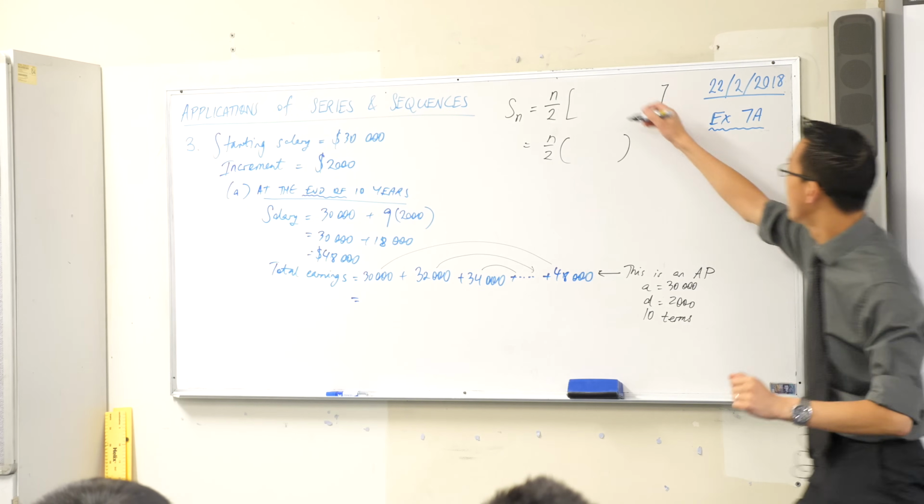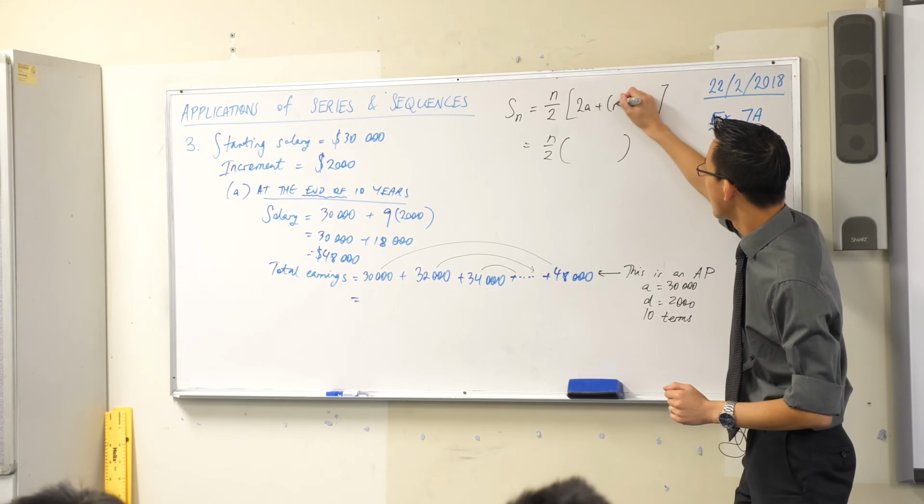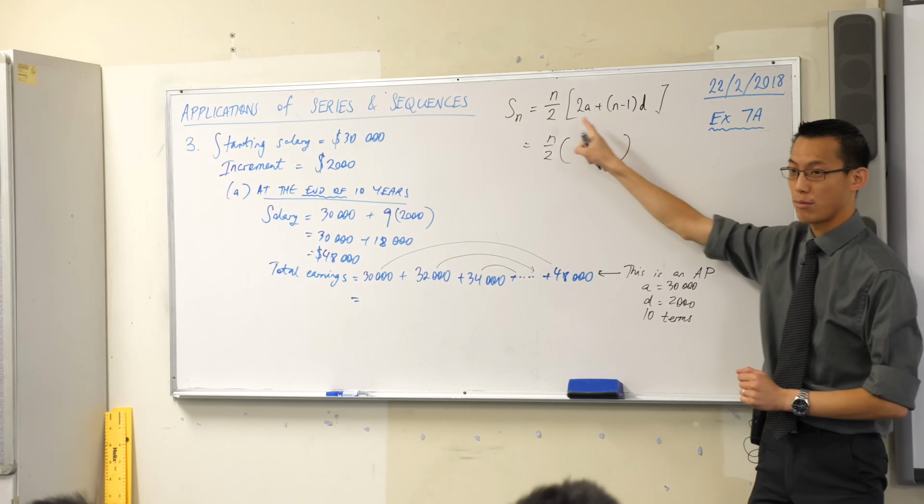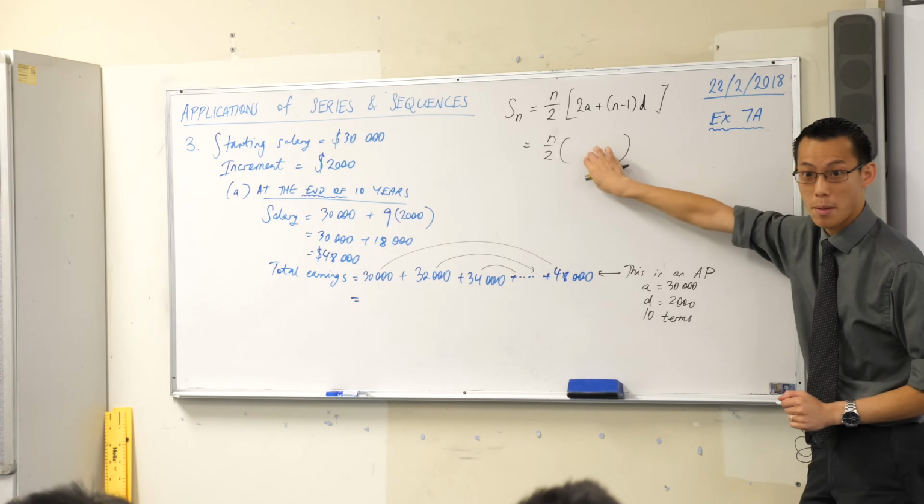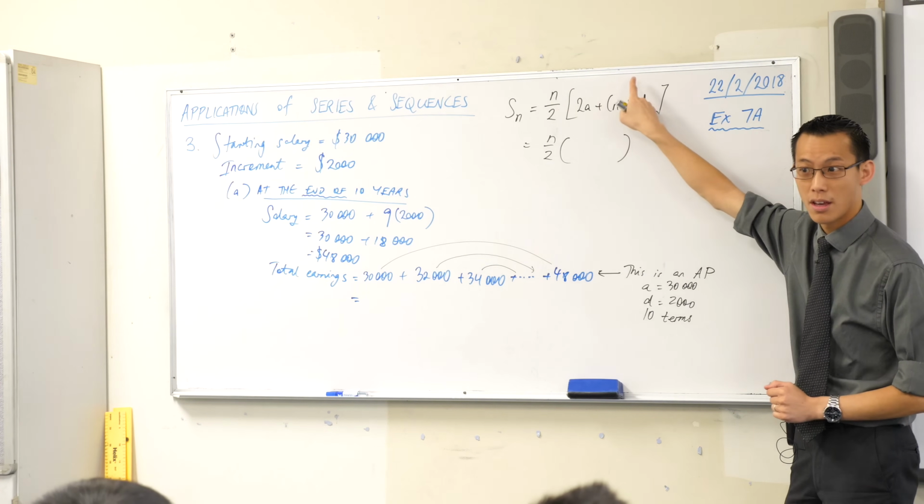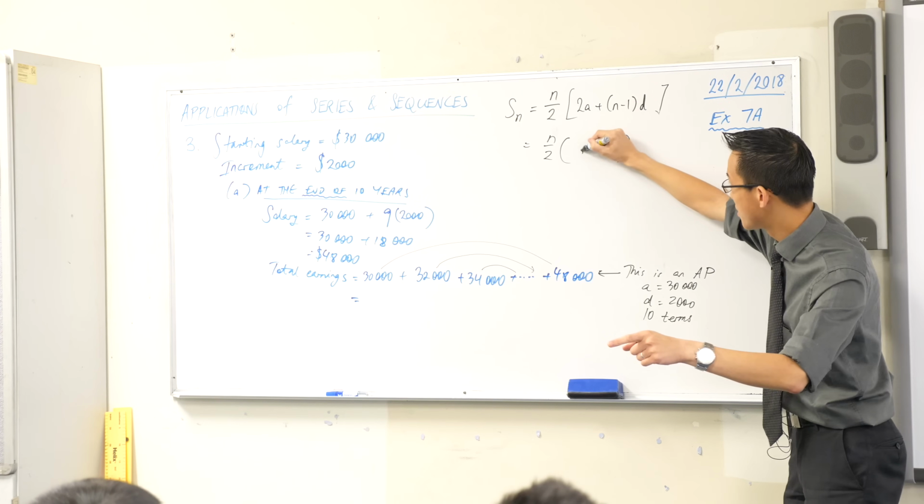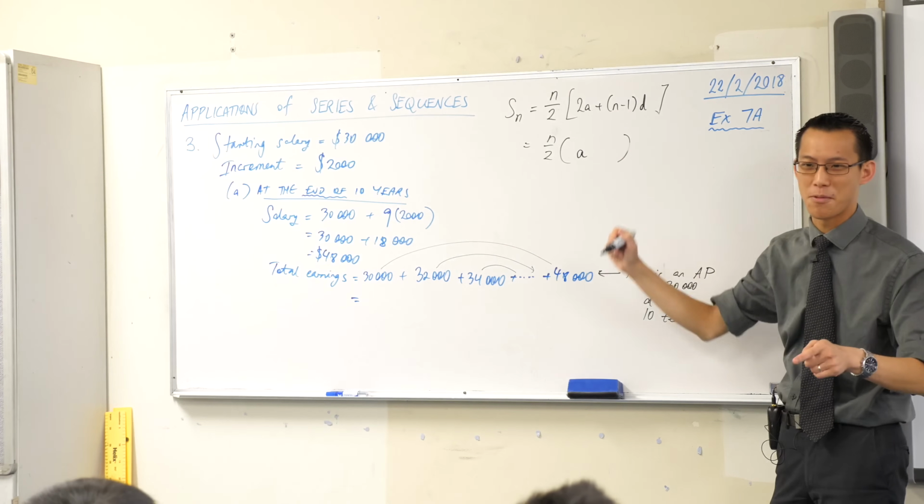2a plus n minus 1 d. Nailed it. Now, before we explain where this comes from, it might help if anyone remembers the shorter one, because it explains where all the terms come from in this one. Anyone? The first plus the last, which, do you remember I pointed this out before?